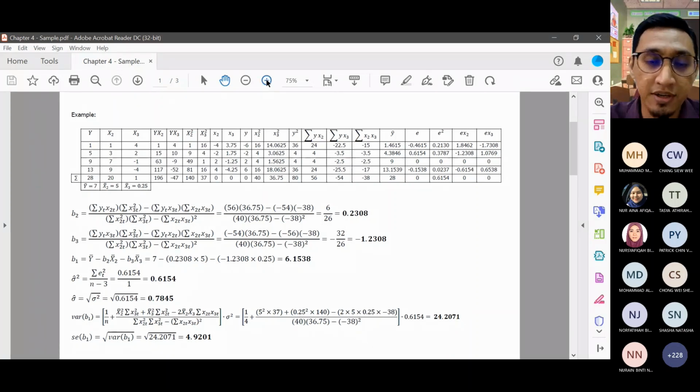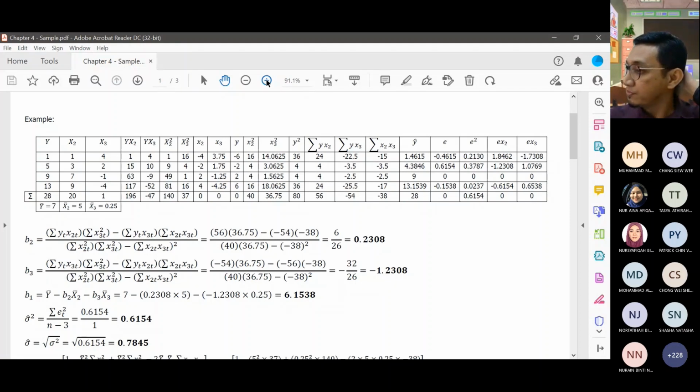So let's continue our discussion on the multiple regression model. Here we have an example. Based on this table, we have the dependent variable indicated by y, and we have two explanatory variables, x2 and x3. So x2 is the first explanatory variable, while x3 is the second explanatory variable. And we have 4 observations, or in other words, our sample size is 4.